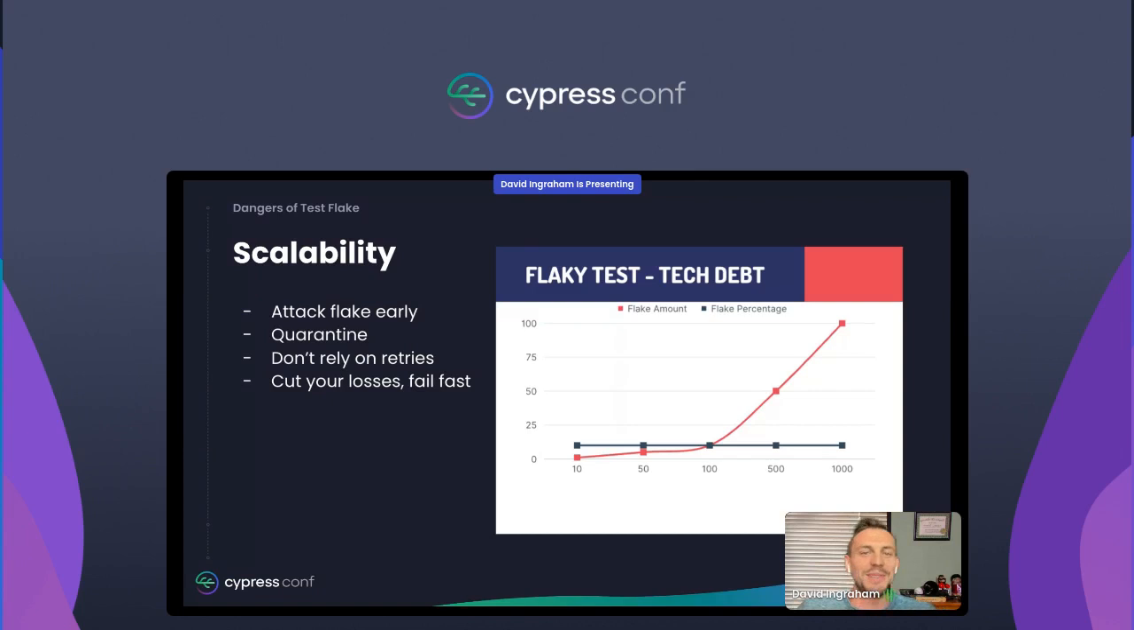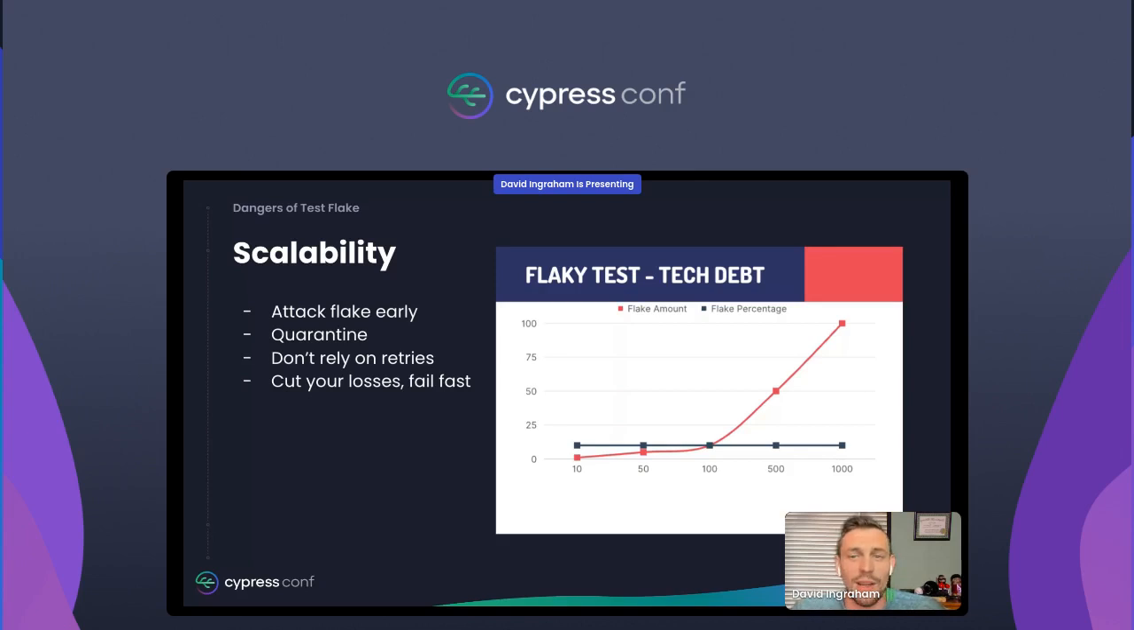Okay, so let's pretend you start with 10 tests, but only one of them is flaky. So that's only 10% of our entire test suite that's unreliable, right? But it's just one test, so we can ignore it. And then we get to 50 tests, but we still have 10% of our tests which are flaky, which is now five tests. And we let this pattern continue and continue as we get more and more tests.